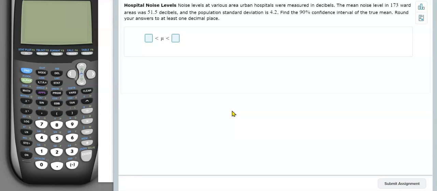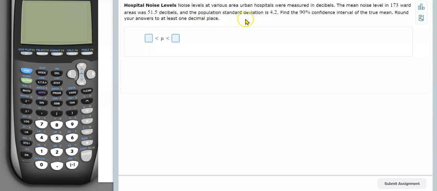So what we have here is a hospital noise level. The noise level at various urban hospitals was measured in decibels. The mean noise level in 173 ward areas was 51.5. What I understand from here is that I'm doing a sampling, so the N would be 173. And the X bar, after measuring the 173 areas, comes up to 51.5 decibels. So that's the X bar.